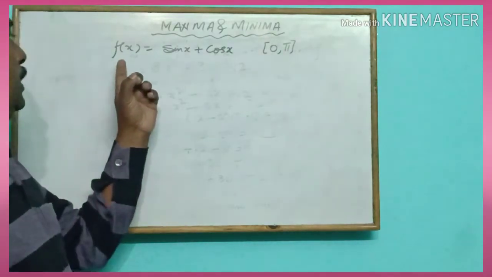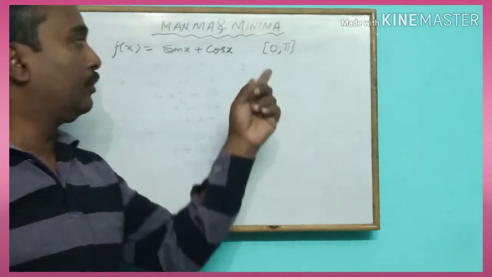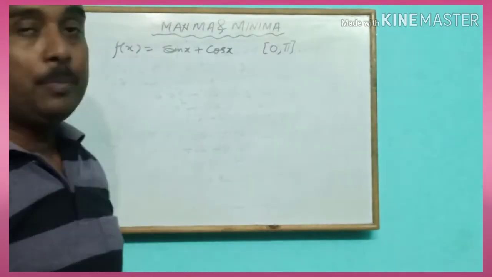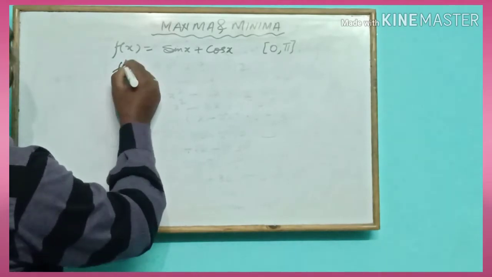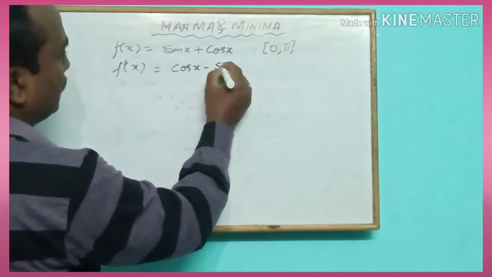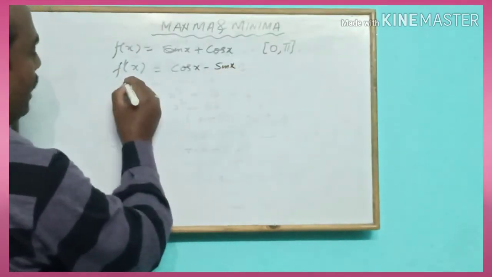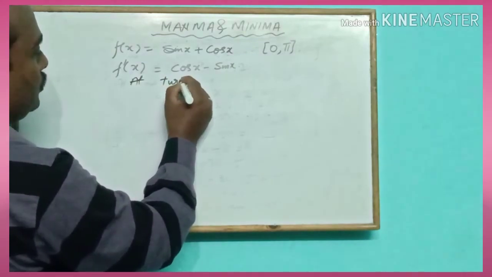Our next example is f(x) is equal to sin x plus cos x in the interval 0 to pi. So let us find f'(x), that is cos x minus sin x, at critical points or turning points.